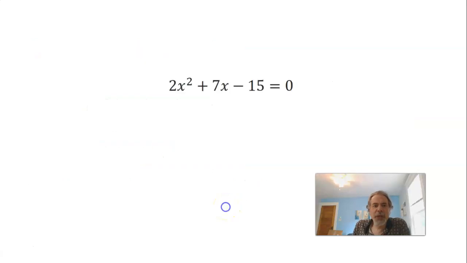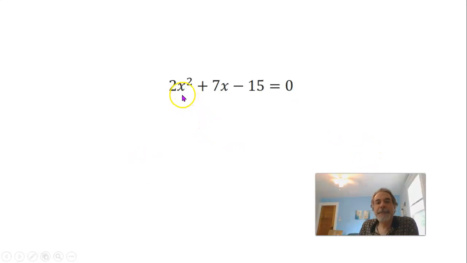So now that we know what we're doing, here's another example. 2x squared plus 7x minus 15 equals 0. First thing to check, do we have a 0 on one side of the equation? Why, yes. Yes, we do. So we don't have to worry about that.